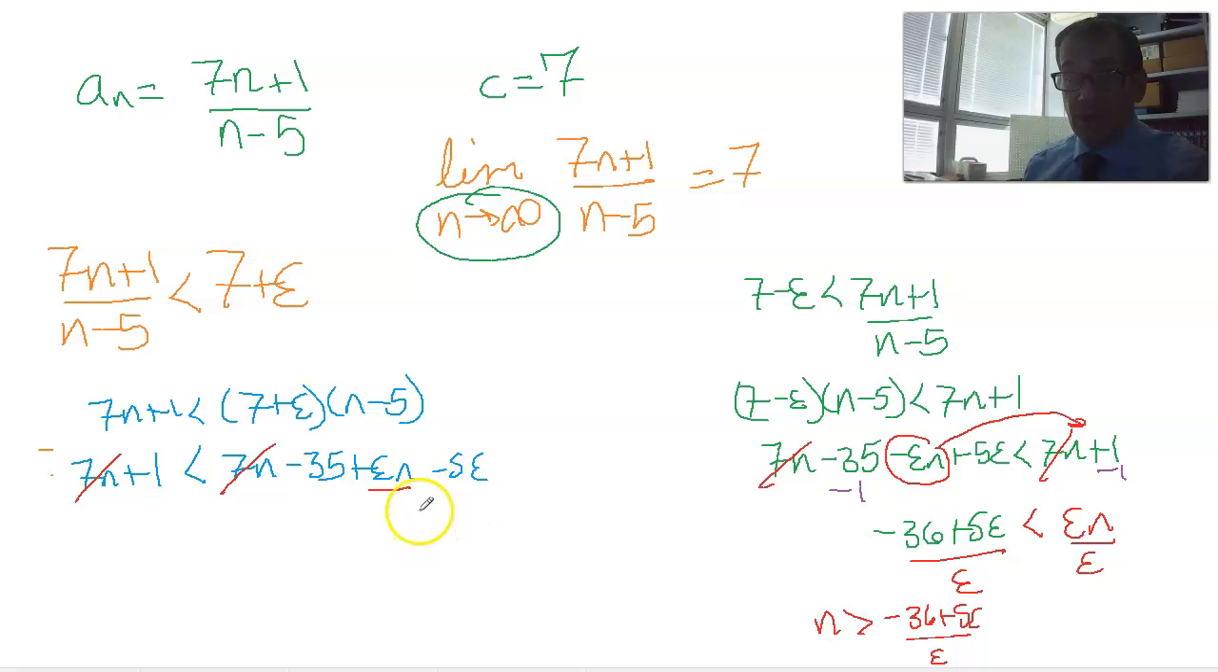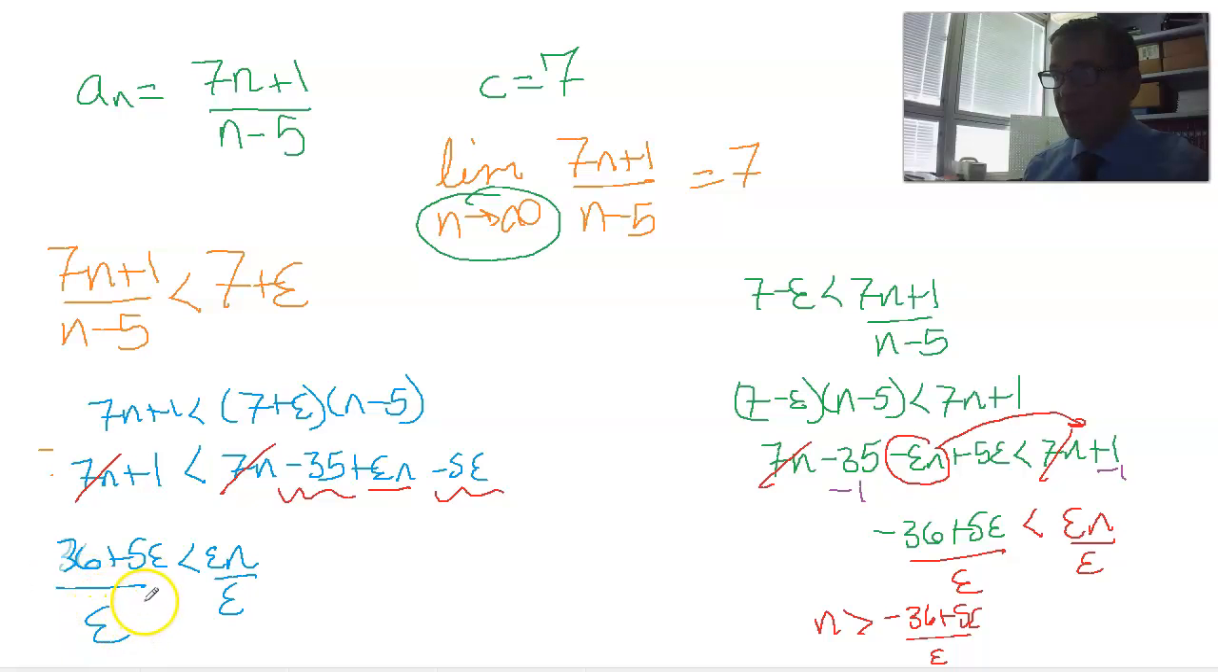This is going to be positive. It stays positive. I'll leave it where it is. So I'll move this guy and this guy to the other side. If I add 35, I get a 36, plus a 5 epsilon less than epsilon n. Divide by epsilon, which is positive. And that gives me n more than (36 plus 5 epsilon) over epsilon.